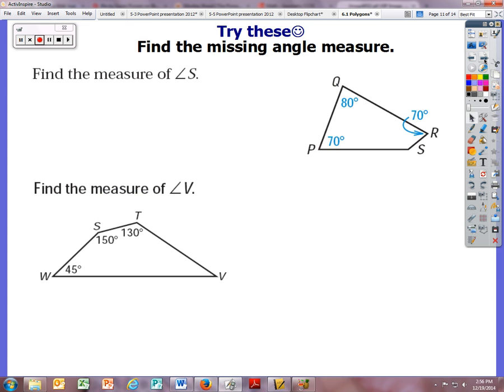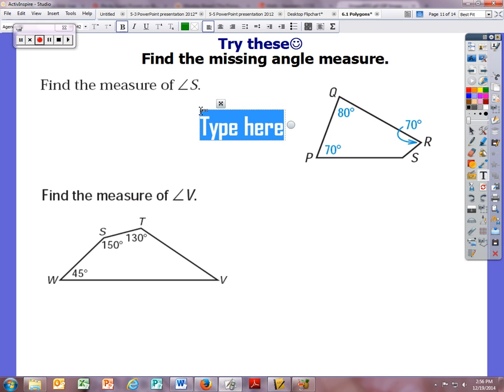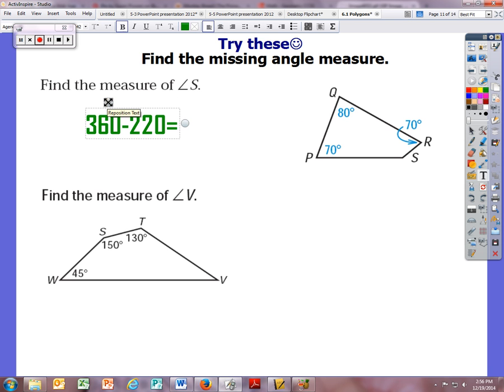Okay, let's try these together. If we're going to find the measure of angle S, we're going to have to add up the 3 angles that we know. So when you do 80 plus 70 plus another 70, you're going to get 220 degrees. Okay, so we're going to do 360 minus 220, and that's going to give us our measurement. So 360 minus 220 is going to give us 140.